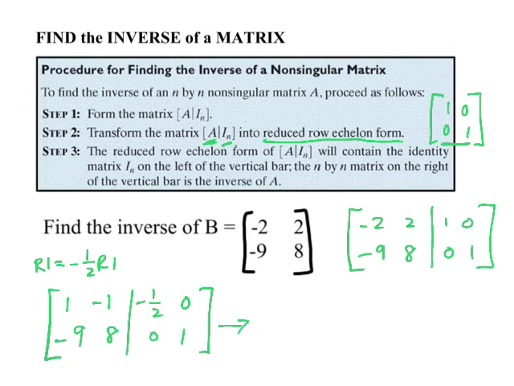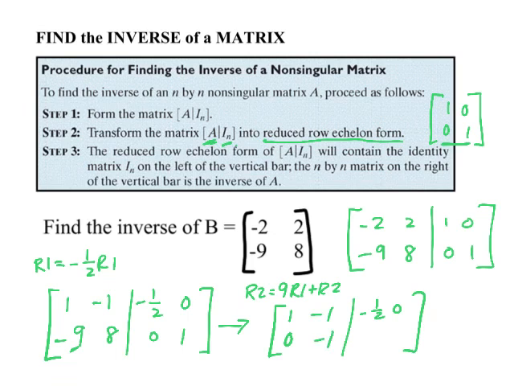Okay, so next I need a 0 right here. So we're going to take row 2 and replace it with 9 times row 1 added to row 2. And the top row does not change all the way across. But the bottom row, we have 9 times 1 added is a 0. Negative 9 plus 8 is a negative 1. Negative 9 halves plus 0 is negative 9 halves. 9 times 0 is 0 plus 1 is 1. So we are getting closer.